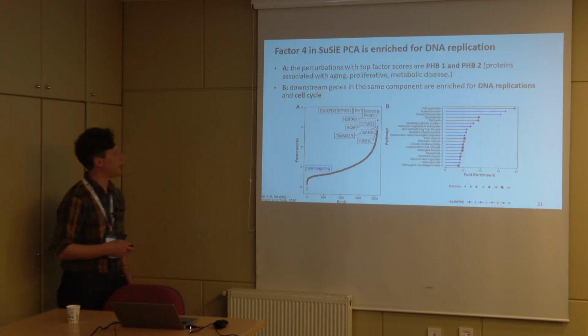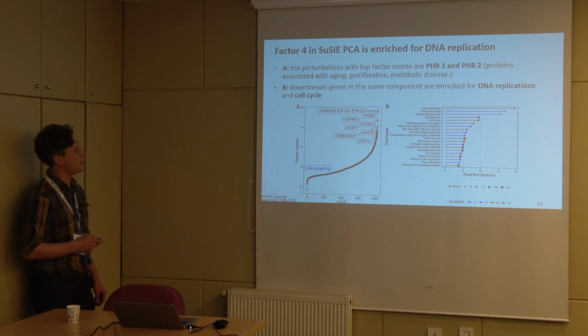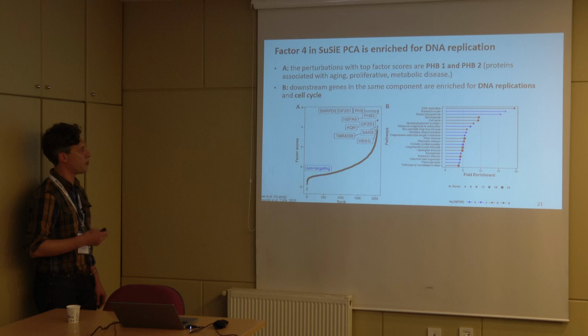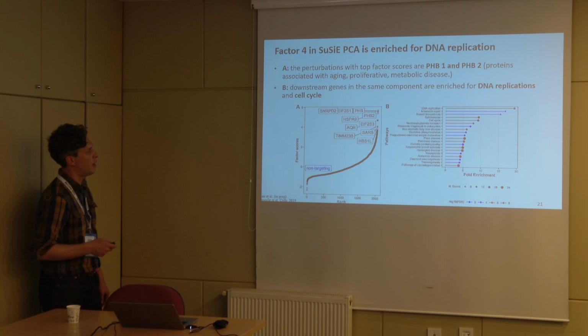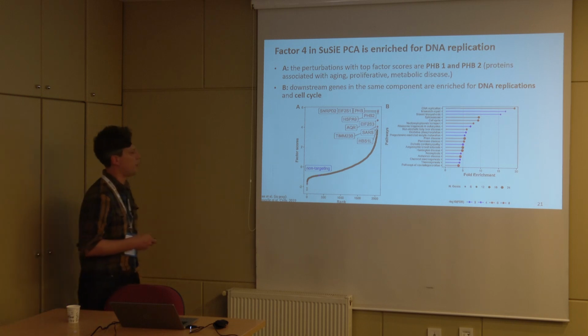But where things get interesting is in factor 4, where we see things that are highly enriched for DNA replication. We see some perturbations that reflect genes like PHB1 and PHB2, which happen to correspond with aging and proliferative metabolic disease. And so we see these enrichments here. We have a huge enrichment for DNA replication, mismatch repair, steroid biosynthesis, and a couple of others.